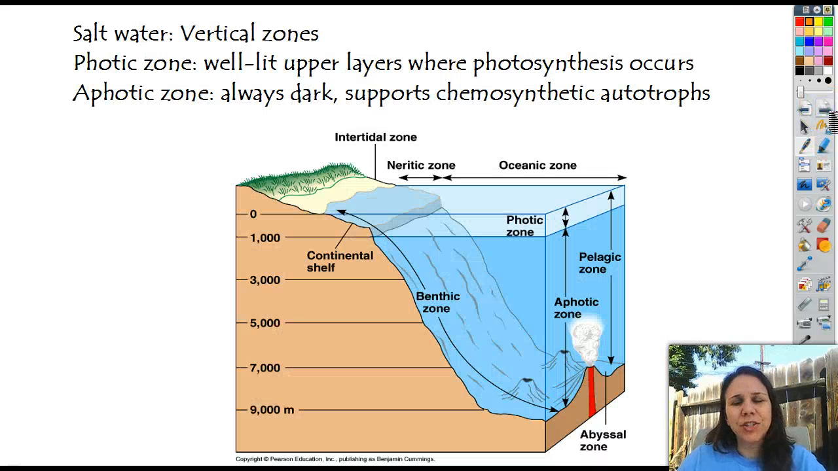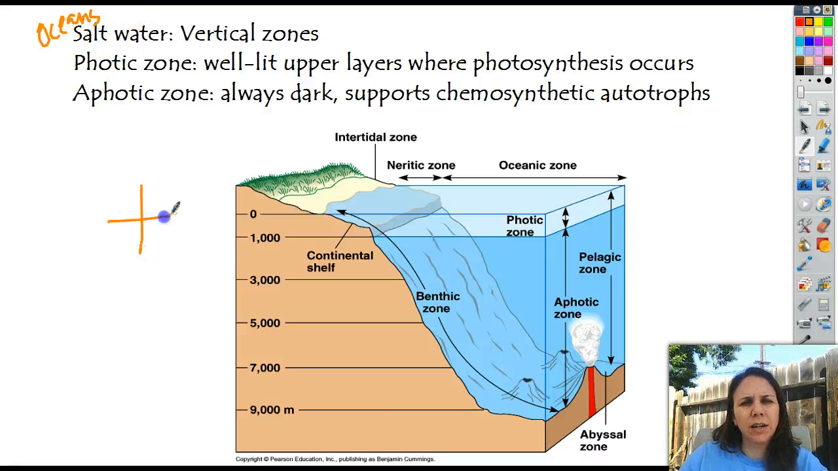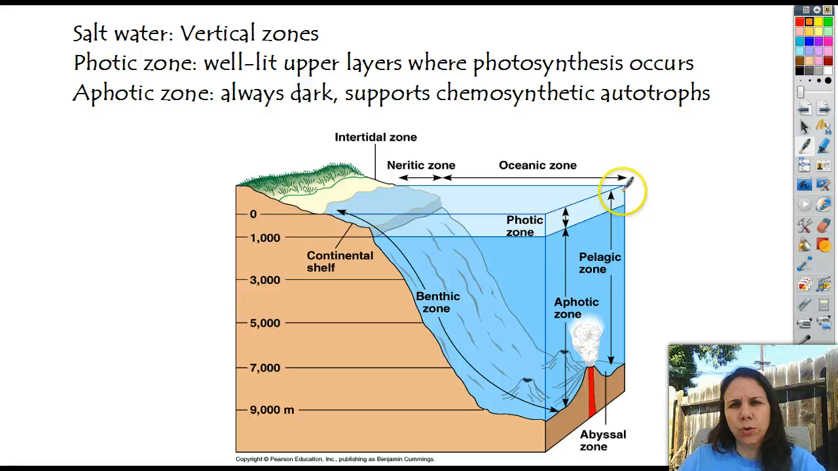Okay, now saltwater. Now we're talking oceans. That's kind of a big area to define. So saltwater zones or oceans are usually divided two ways, vertically and horizontally. So we're going to start first with the vertical zones. So here's a nifty little map that kind of makes it easy to understand. The vertical zones of the ocean and the saltwater, we have two main zones.